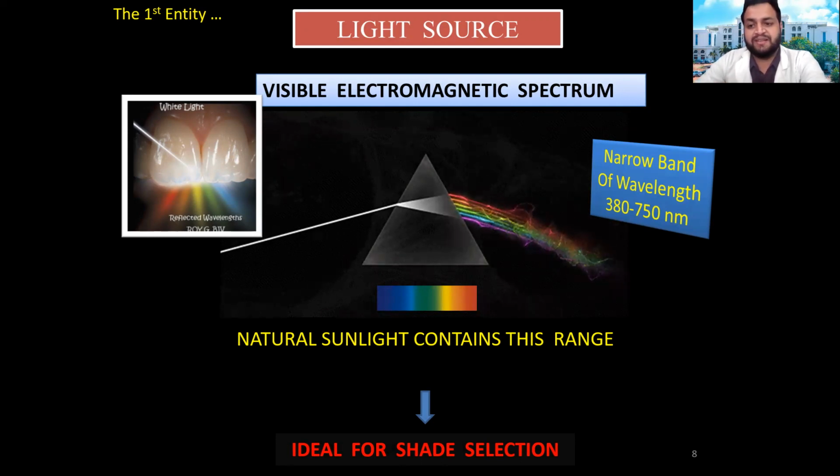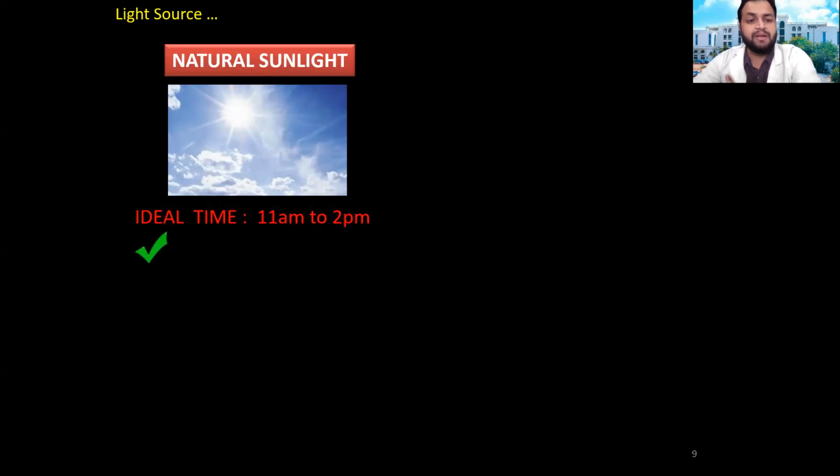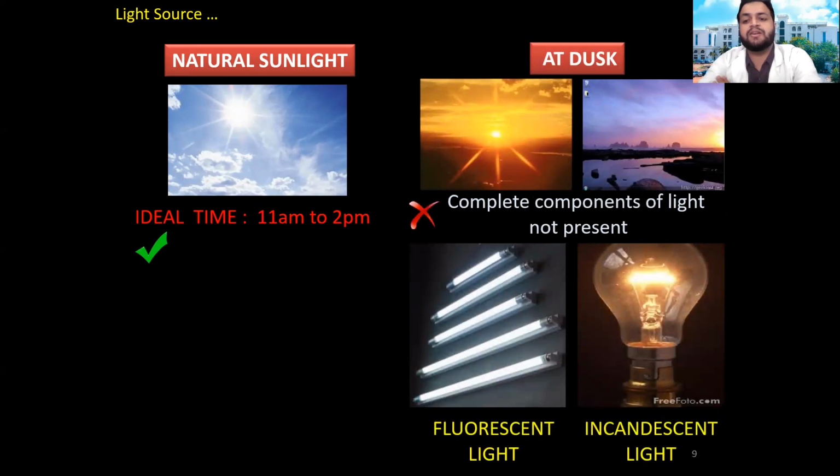So you're going to do a shade selection when you want all these components of light to be present. That's the wavelength which we mentioned. This is the best time to do it. So let's say about 11 a.m. to 2 p.m. is the ideal time to do it. At dusk, we do have problems. We don't get all the components of light, they won't be present. So even if we use a fluorescent light or an incandescent light, that's what we normally see in a clinical setting, that is not sufficient to achieve an ideal or harmonious shade selection.